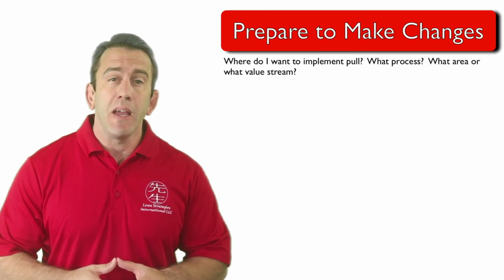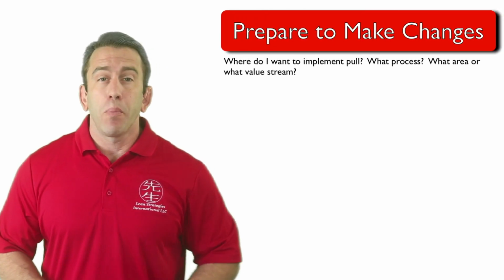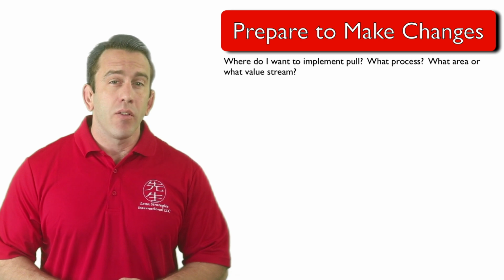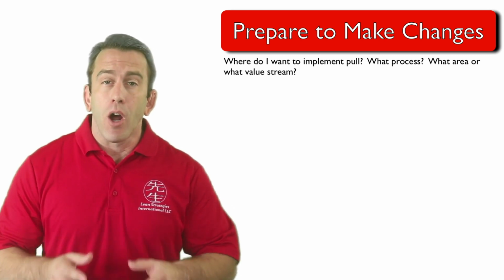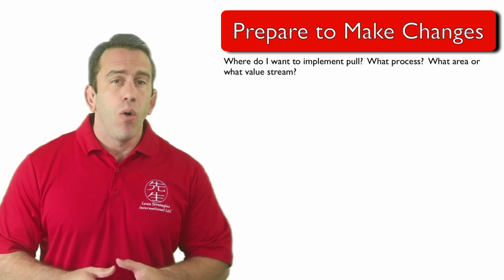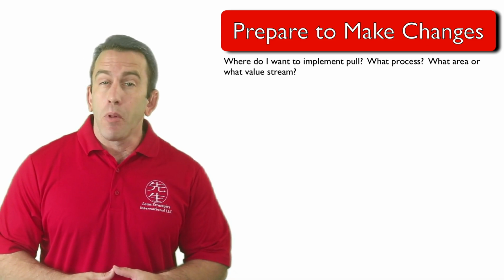Much like any other implementation, the first step to implementing pull is to prepare to make changes. Before implementing pull, you will first need to answer the question, where do I want to implement pull? What process? And what area or what value stream will I implement in?